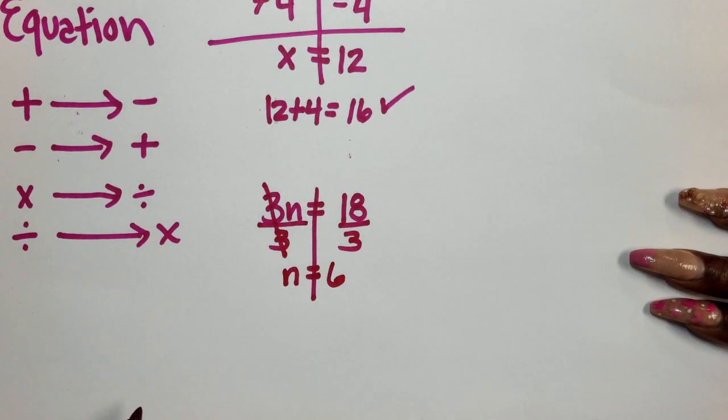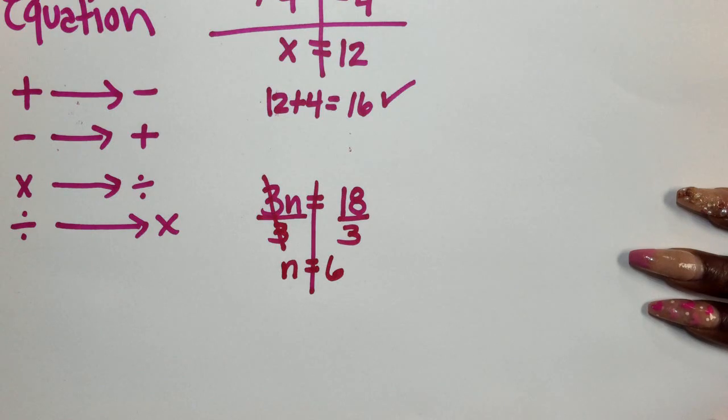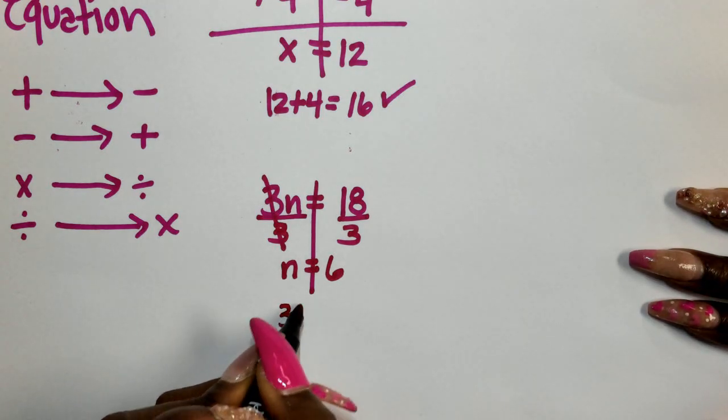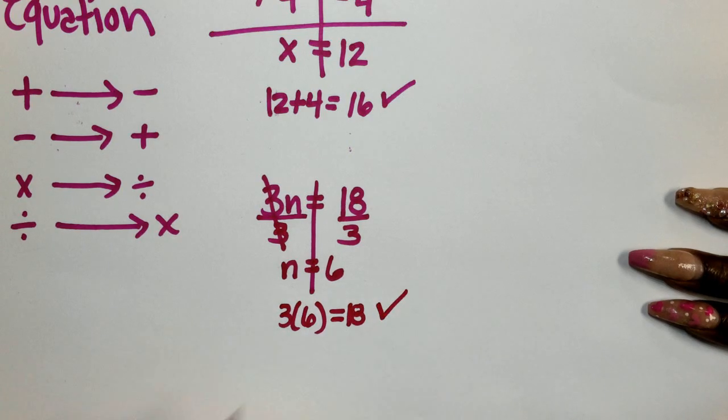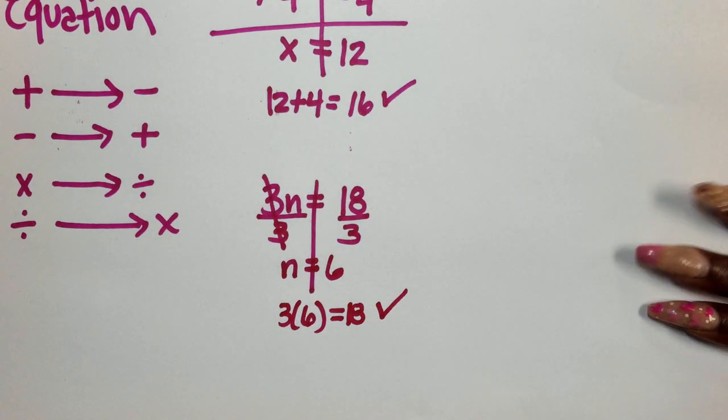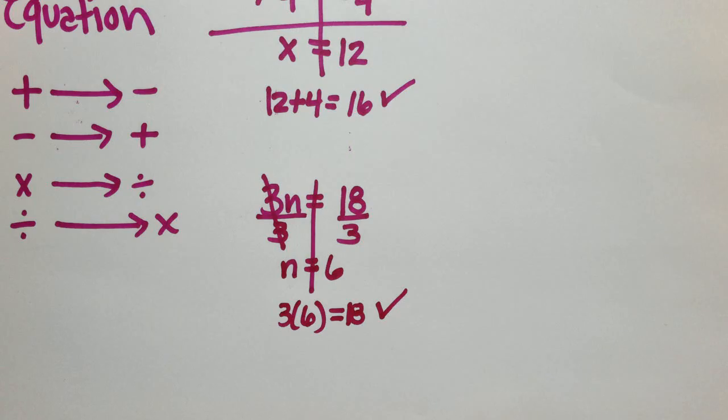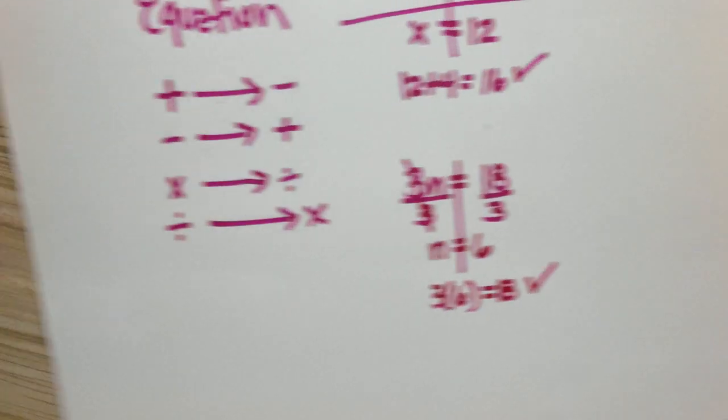And again, we know this is true because I can go back in and plug in my answer. So 3 times n, which is 6, does that give me 18? Yes. Let's step it up and try some with some decimals and some fractions.